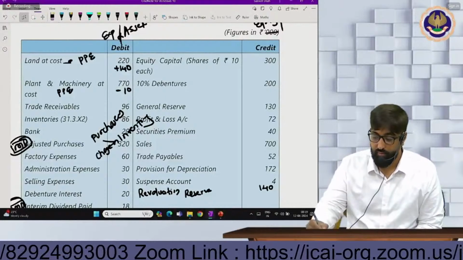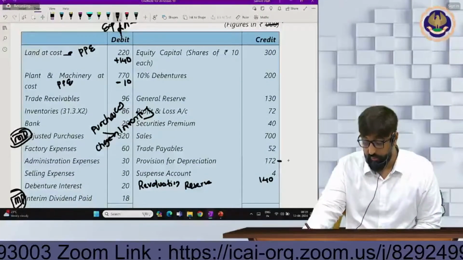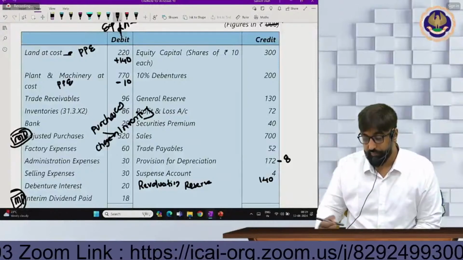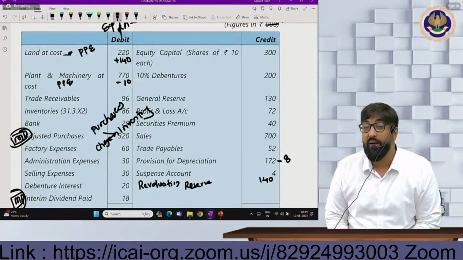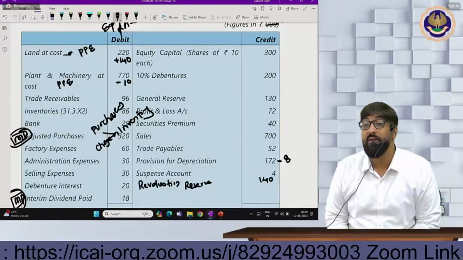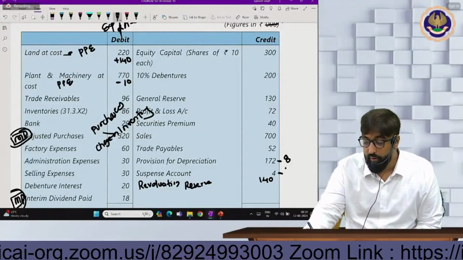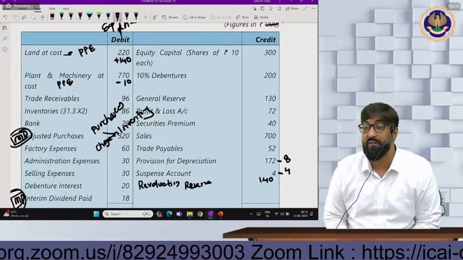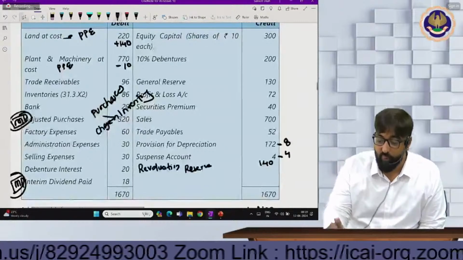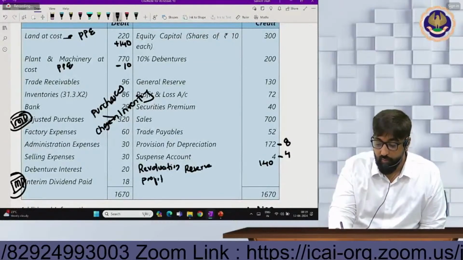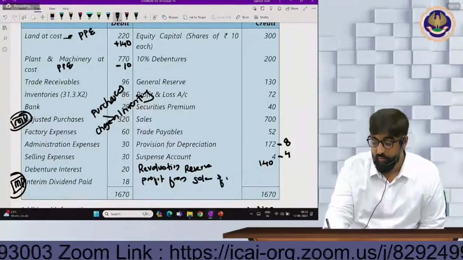Provision for depreciation 172. How much should I deduct? 172 minus 8. Because from accumulated depreciation, I will reduce 8. Yes. And 4, there is no more 4 now because the suspense is solved. Okay. And I got the profit from sale. How much? 2000.